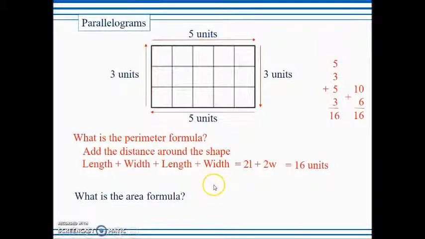For the area, I'm going to multiply the length times the width. So I'm counting the squares inside the shape. If I multiply 5 times 3, I get 15 square units for the area.